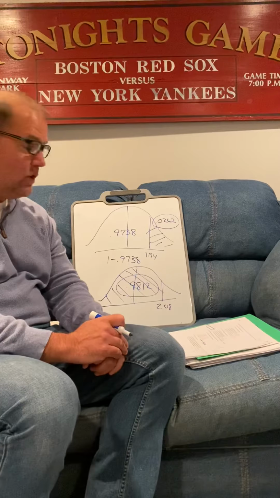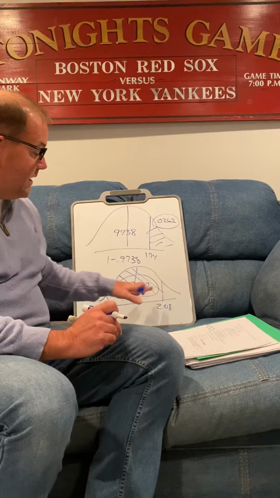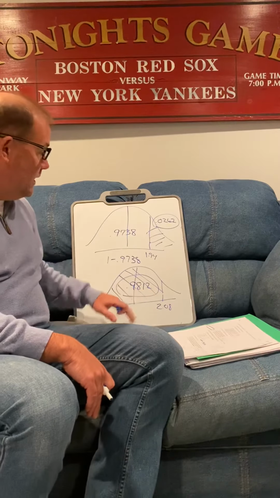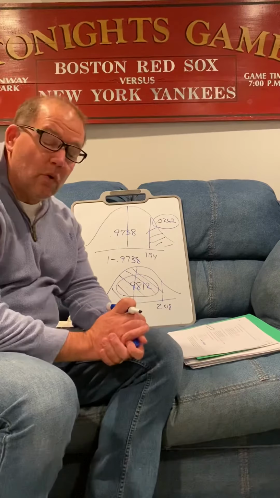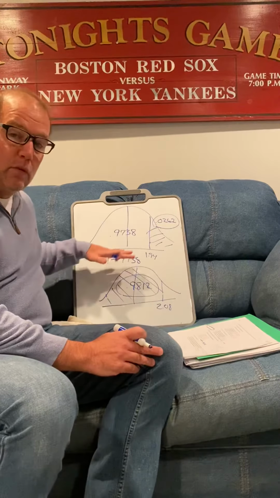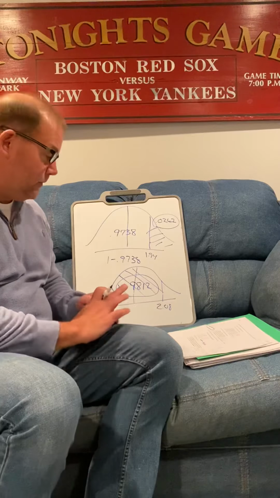If we're given a z-score and they ask us the area to the left, whatever we look up in the table is our answer. If we want to know the area to the right, that's when we have to do 1 minus the value.